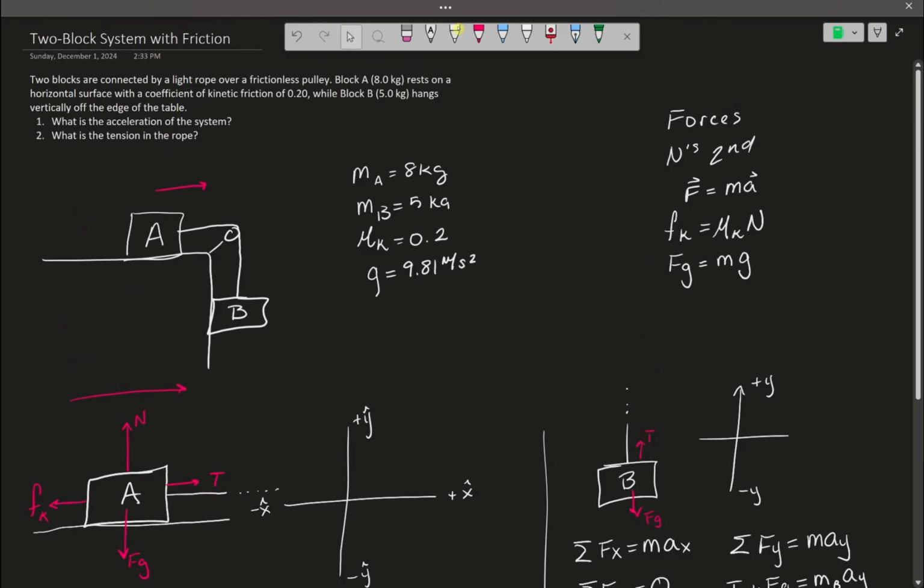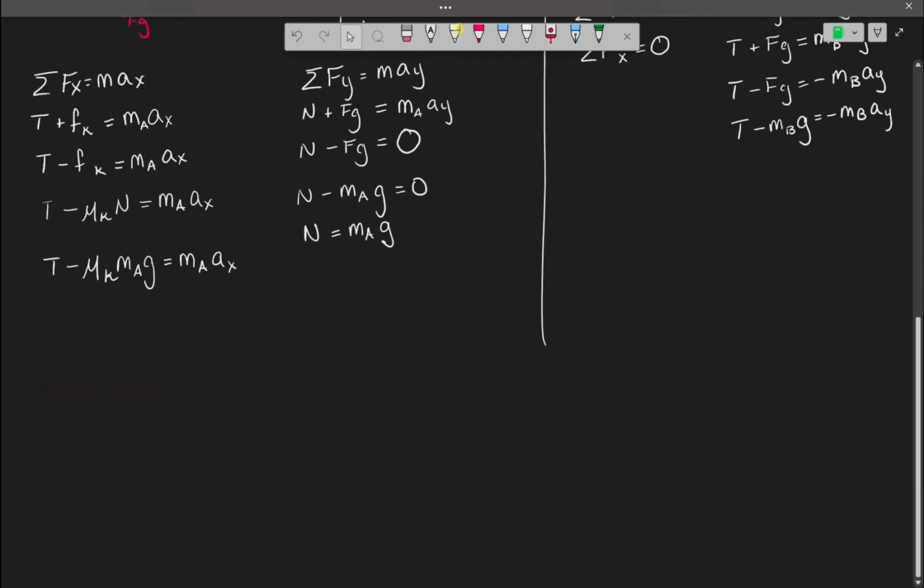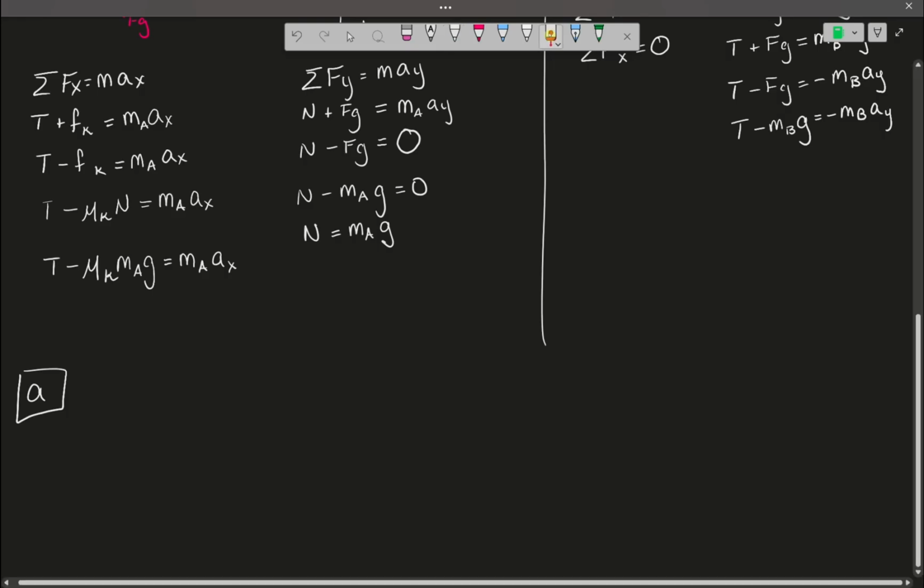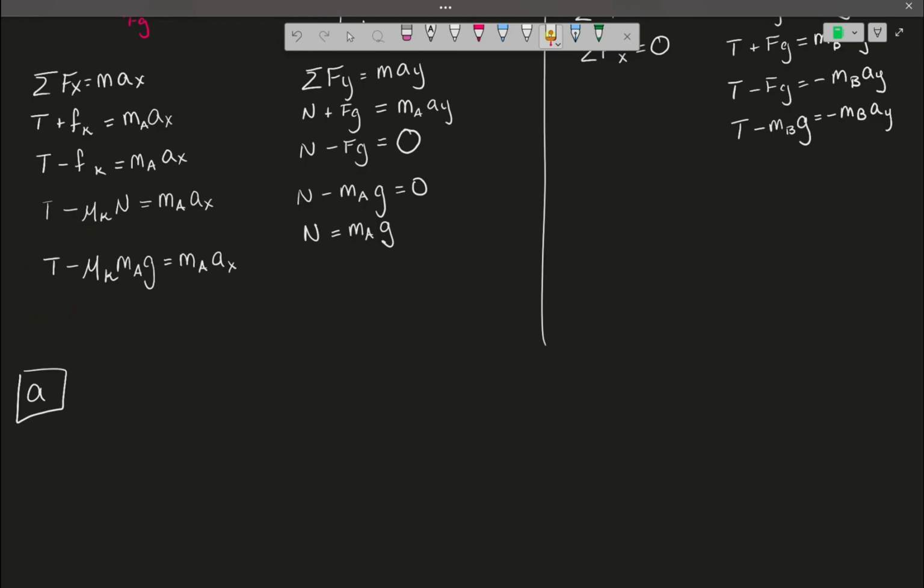So the first thing it wants us to determine is the acceleration of the system, and it's also going to ask me to find what is the tension in the rope. So I want to find the acceleration of the system. Well, I have this equation for block A that involves acceleration, and I have this equation for block B that involves acceleration. So I'm going to go ahead and rewrite those.